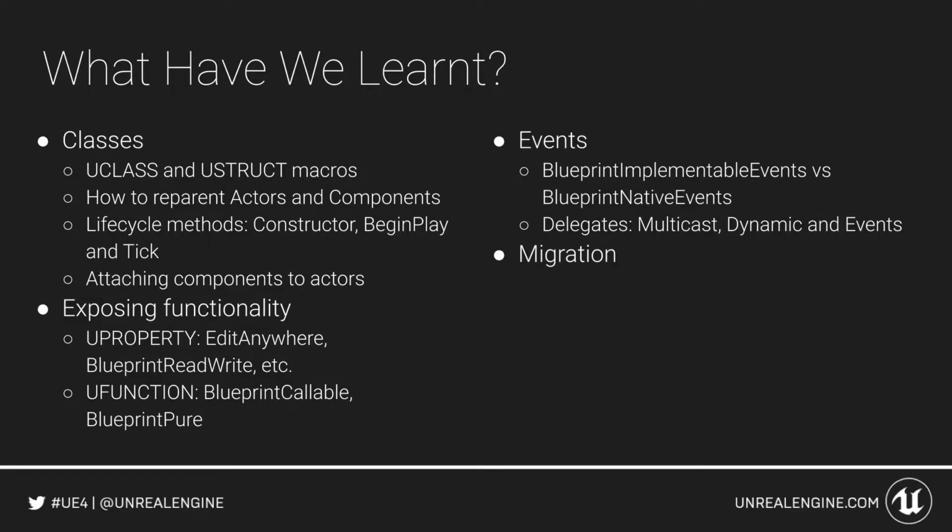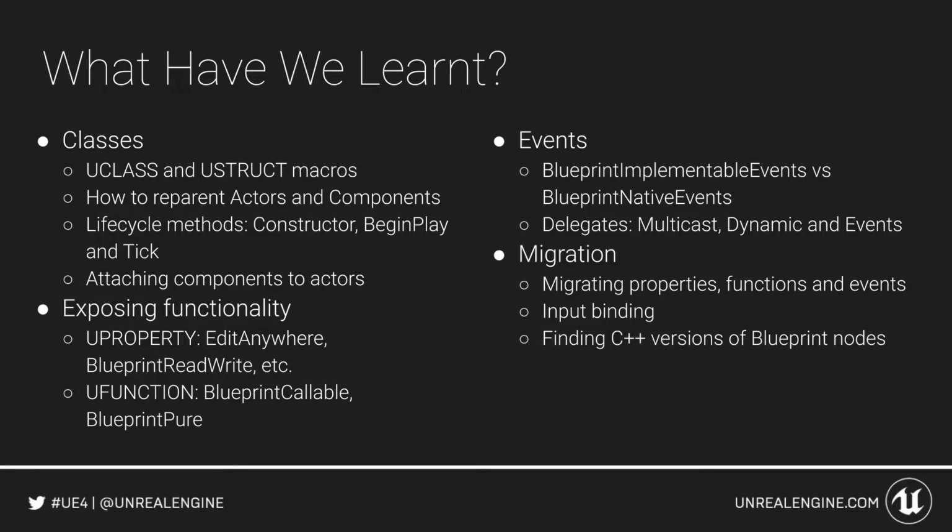We also saw how we can migrate existing functionality in Blueprint over to C++. We saw how we could migrate properties that already existed, functions and events, how they could all be called from C++ or they could be implemented in C++. We did input binding for the player pawn, and we had a look at how you can find C++ versions of Blueprint nodes that you're already using so that you can use Blueprint as a discovery tool, but then do the implementation in C++.